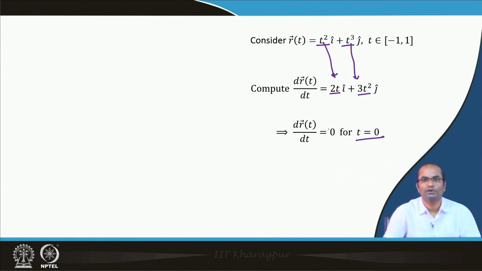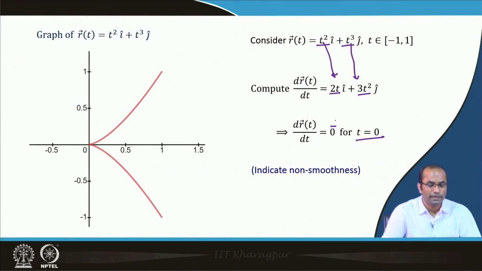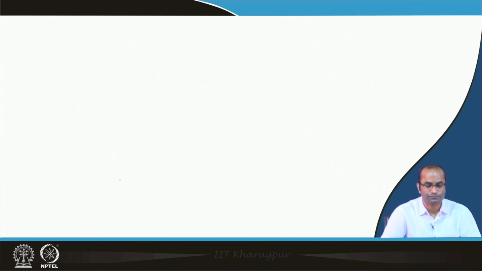So, the tangent vector should not be 0. The meaning is that at every point there should be a tangent vector which is a non-zero vector. So, when we are getting this 0, this indicates that the curve is non-smooth, and if we plot this curve t square i and t cube j, then we see that there is a corner here at the origin, when t is equal to 0. So, there is a sharp turn in the curve, and therefore, this curve is not a smooth curve.